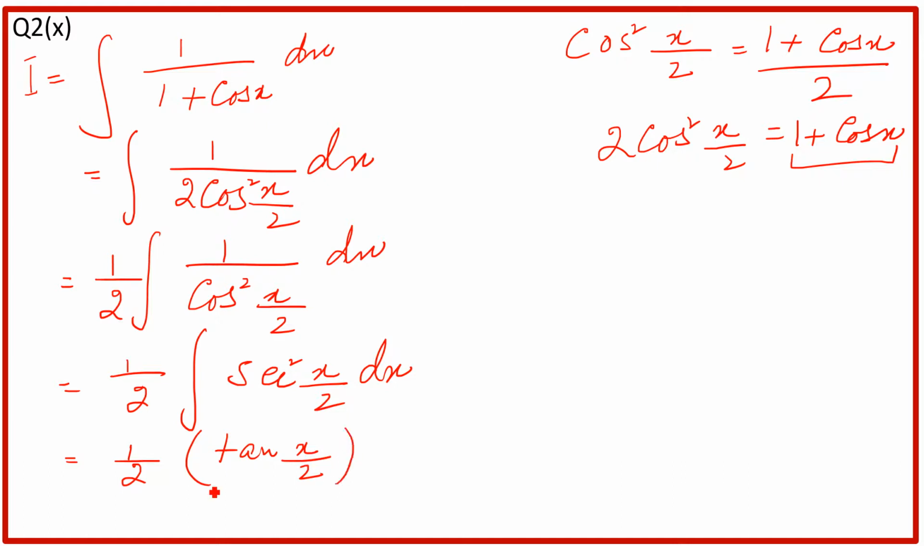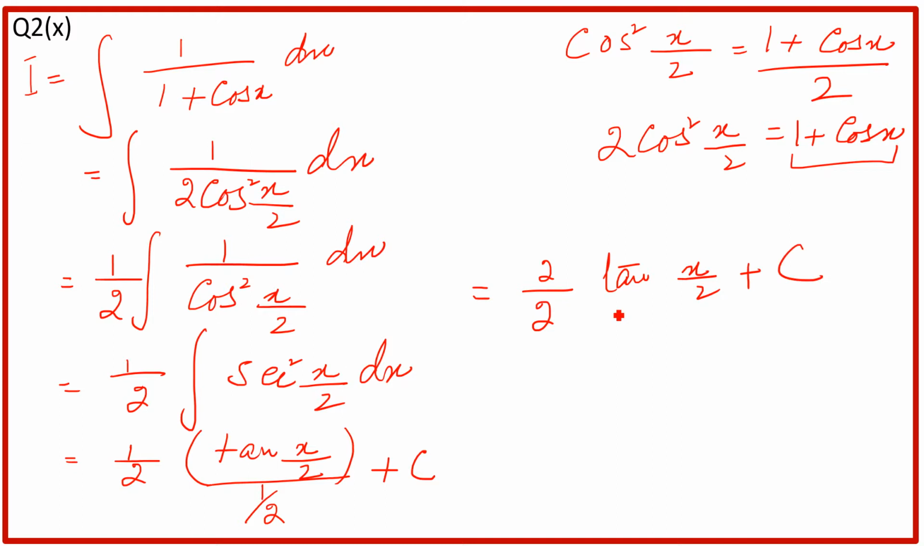So this is the angle, right, tangent of x by 2, and then it is multiplied by 1 by 2. So here you have to divide it by the same 1 by 2 as well, plus c, the constant of integration. This is 1 over 2, 1 over 2, it will cancel each other, but I can show you like this. You can write 2 over 2 multiplied by tangent of x over 2 plus c. This 2 and this 2 will cancel, so tangent of x over 2 plus c is our answer.